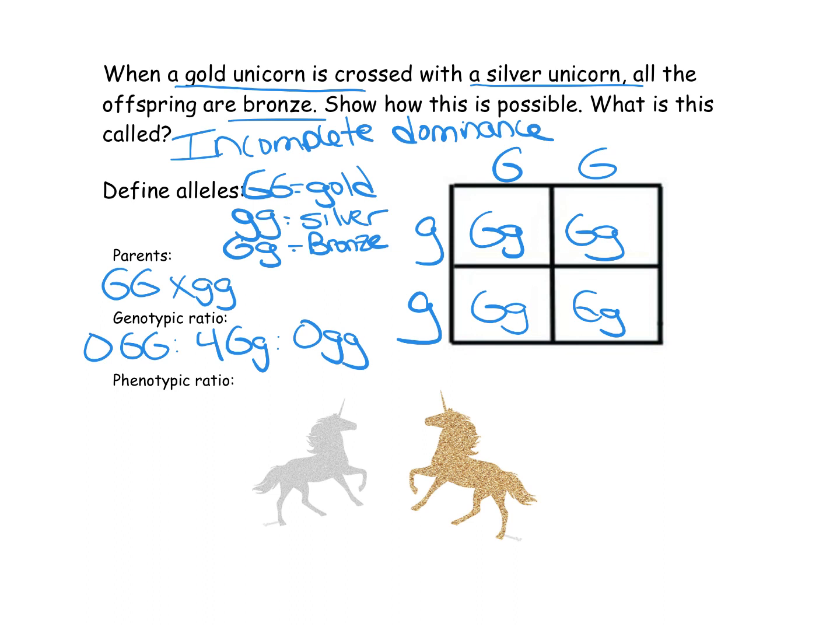But when we get to the phenotypic ratio, there's a little bit of a difference here. We need to list out all 3 options. So I see 0 gold. I see 4 bronze, 4 out of the 4, 100% of the time they're bronze, and 0 silver. So notice I have 3 traits here listed in my phenotypic ratio.